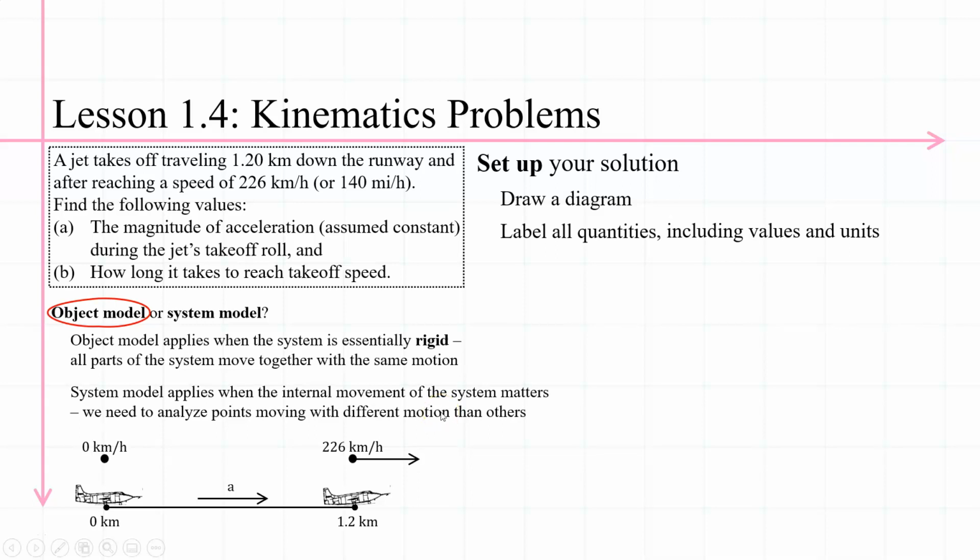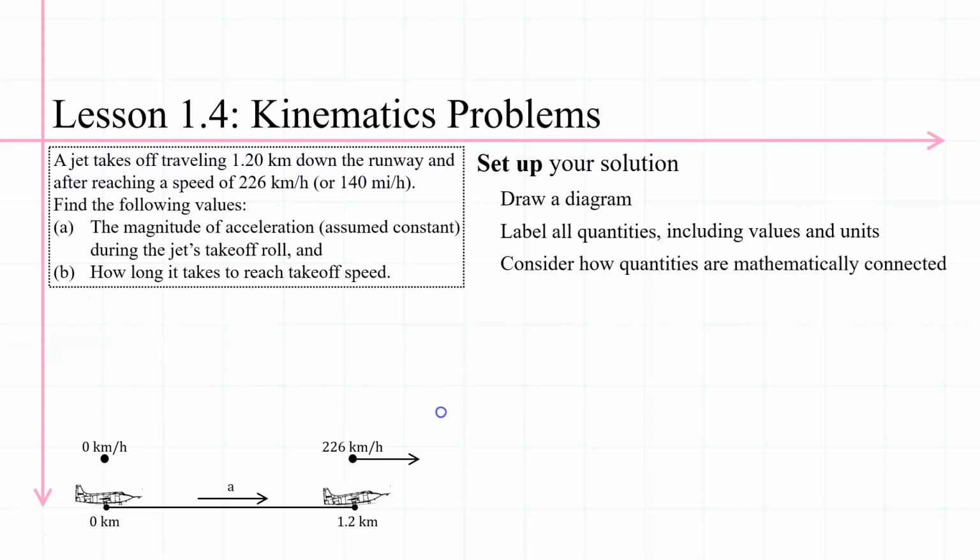There are two steps left to setting up this problem, and both of them are mathematical. The first thing I'm going to do is consider how my quantities are mathematically connected. And the way that I'm going to do that is by considering what equations I know that relate the values in my problem to one another. In this case, I'm going to pull in the kinematics equations because this is obviously a kinematics problem. All right, that's the title of the lesson. But I need to consider how velocity, acceleration, time, and position are all related, and that's what my kinematics equations tell me. Which of these kinematics equations am I going to use?